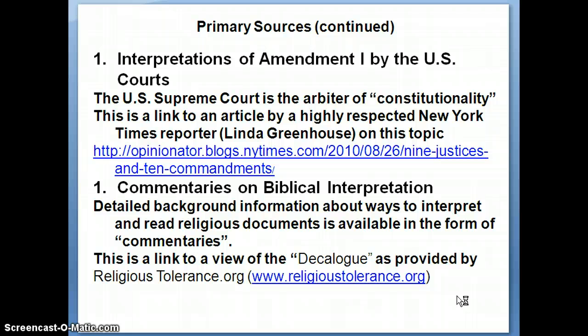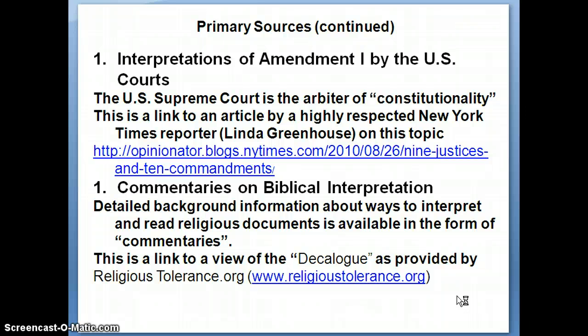Now, to give you an idea of something you can get a flavor of, I'm providing you with a link to a view of something called the Decalogue. The Decalogue is an official name for the treatise of information behind the Ten Commandments. Deca, as you probably know, is the word for 10, and it's provided by an organization called Religious Tolerance, and there's the link for it.